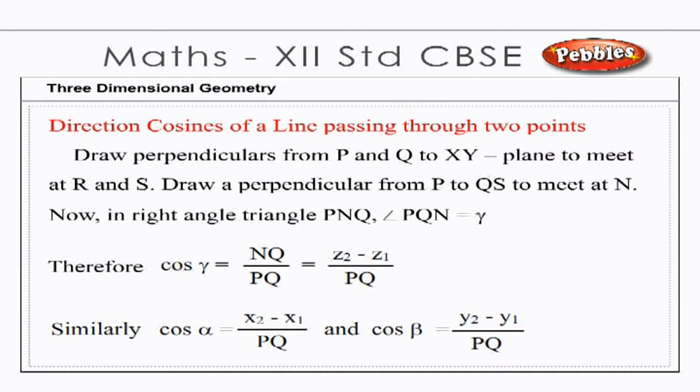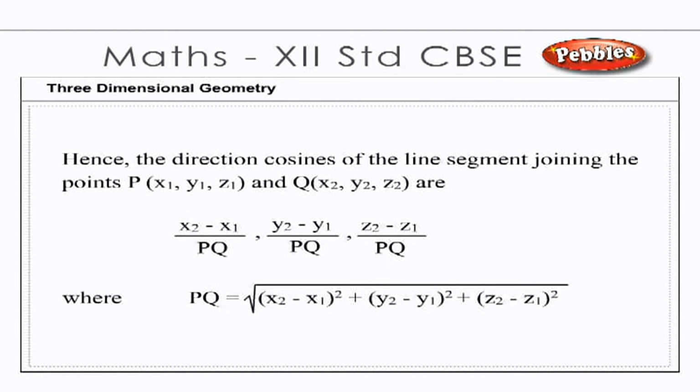Hence, the direction cosines of the line segment joining the points P(x1, y1, z1) and Q(x2, y2, z2) are x2 minus x1 by PQ, y2 minus y1 by PQ and z2 minus z1 by PQ, where PQ is equal to the square root of (x2 minus x1) whole squared plus (y2 minus y1) whole squared plus (z2 minus z1) whole squared.